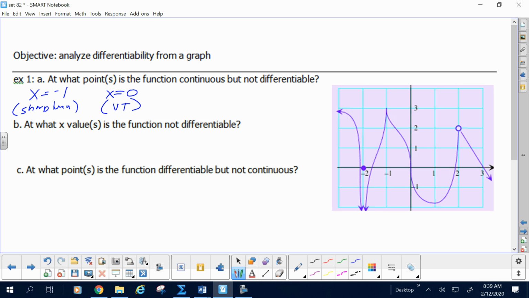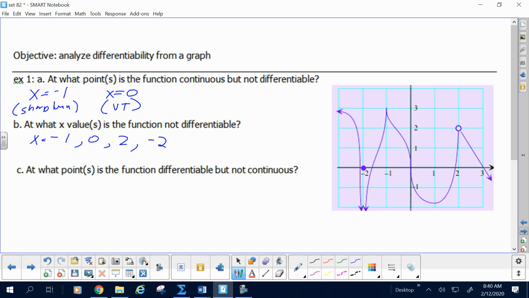At what x values is the function not differentiable? Give me all values it's not. X equals, obviously x equal -1 and 0 are there because we already did those. Any others? 2. Yes, there's a discontinuity there, and -2. Okay, all those are no derivative points.